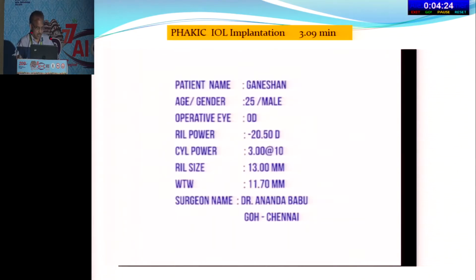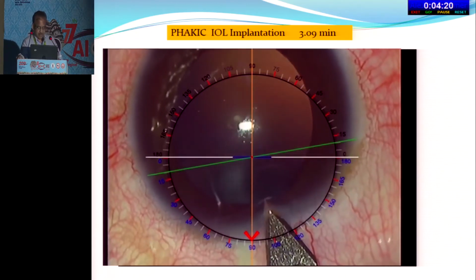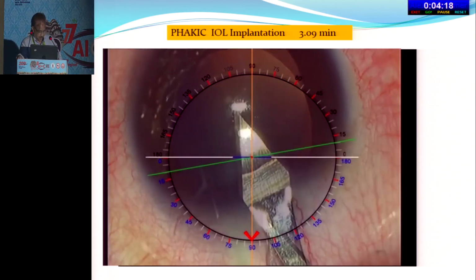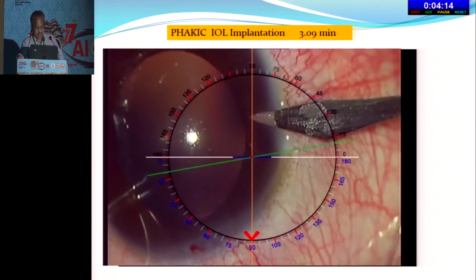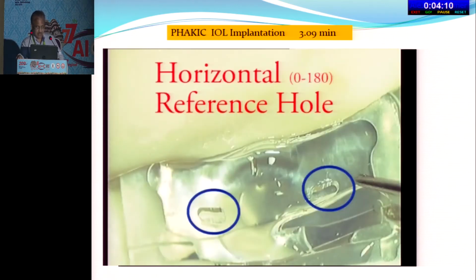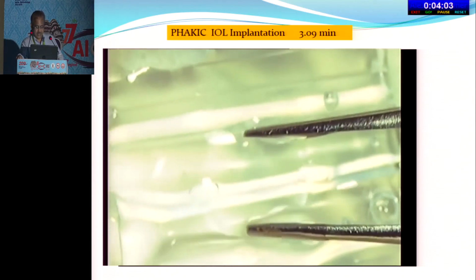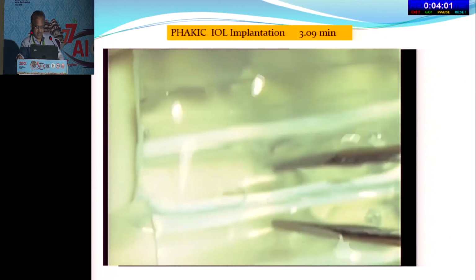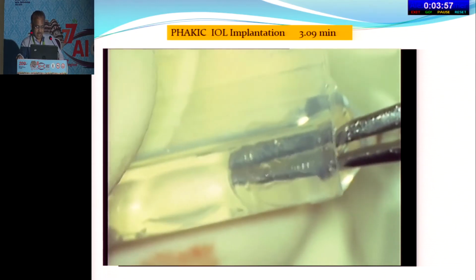So this is arrival toric 3 cylinder. Instead of marking the axis with the dye, we are using a toric IOL marker. Once again we can see the IOL which is set into the cartridge, and see the pushing.